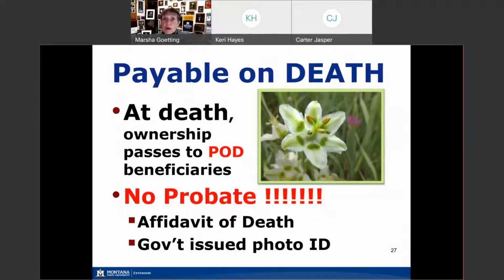Okay, it goes directly to the beneficiary. The beneficiary brings into the institution an affidavit of death, which we have on our website, and a government issued photo ID, and the institution will give the money to that individual.